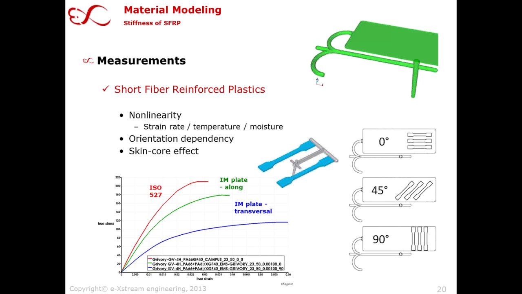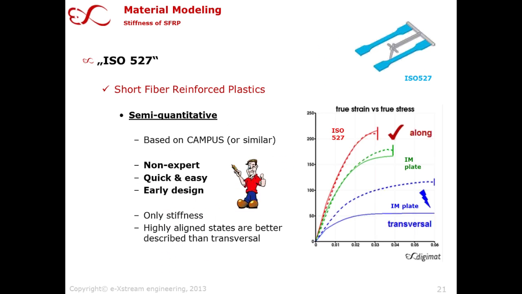So ISO 527 is the stiffest possible response, I would say, in the typical measurement. Then you get along from the injection molded plate as the next one, and the lowest stiffness you get in the transversal measurement from the injection molded plate. So these are the typical base measurements that we start from.